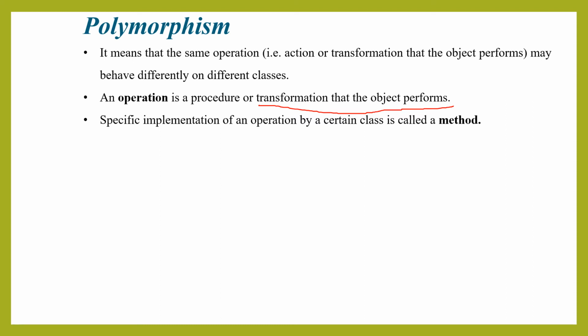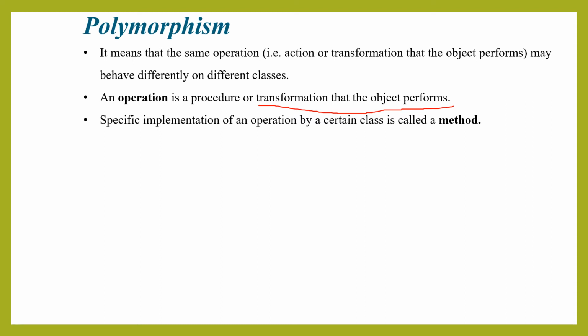Here, for a paragraph, I can tell how it has to be displayed and how the justification should be done. These are all the operations, and that is just an example. Coming to the implementation part, an implementation of an operation by a specific class is called a method. A method is nothing but how we are going to implement this particular operation. That implementation is called your method.